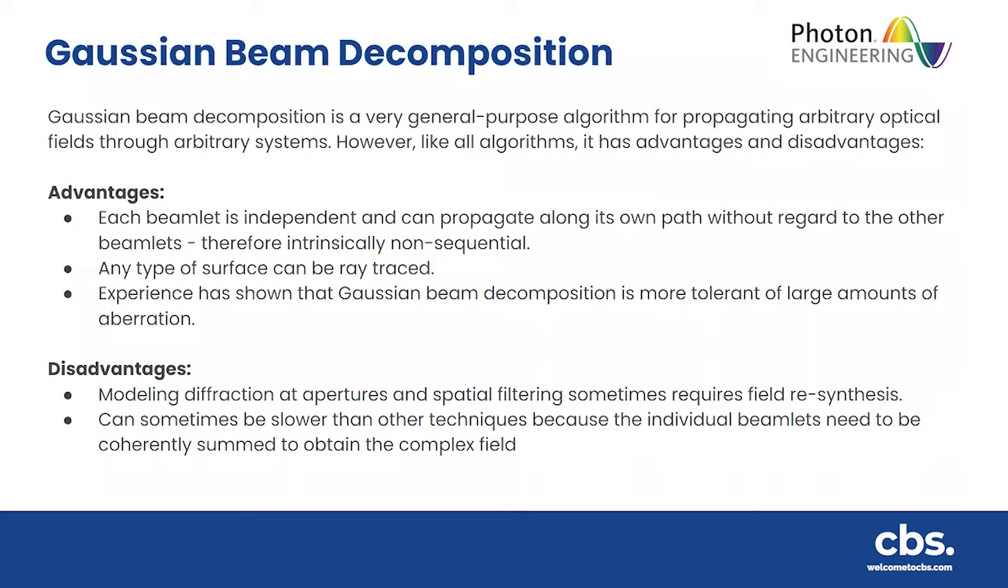And speaking honestly, it's a little bit slower than other techniques because we have to decompose the source into Gaussian beamlets and then at the end of the ray trace coherently sum them again to obtain the complex field. So those extra steps do sometimes take a little bit of time, relatively speaking. Often calculation time is not an issue with the coherent algorithm, as we'll see in some of the examples, but certainly that is an extra calculation step that needs to be considered.